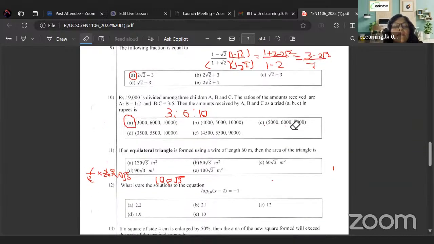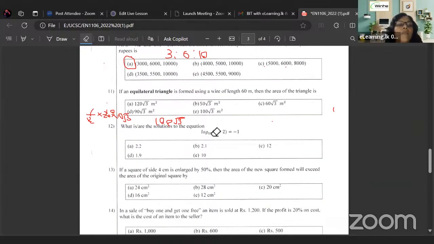Right? Right. Now move to question number 12. What is the solution to the equation of this one? Log 10 x minus 2 equal minus 1.